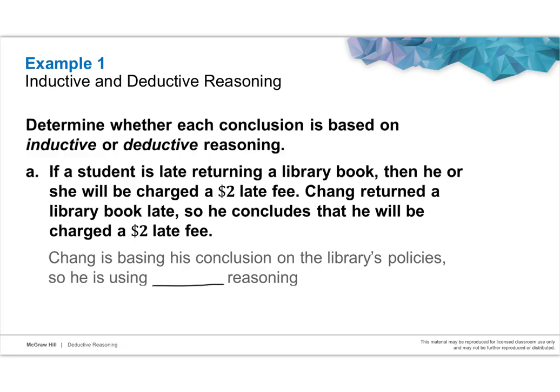So part A, it says if a student is late returning a library book, then he or she will be charged a $2 late fee. Cheng returned a library book late, so he concludes that he will be charged a $2 late fee. And Cheng is basing his conclusion on the library's policies. That would be the emphasis there. A policy is another name for a fact or a premise or a rule. And so he is using deductive reasoning.